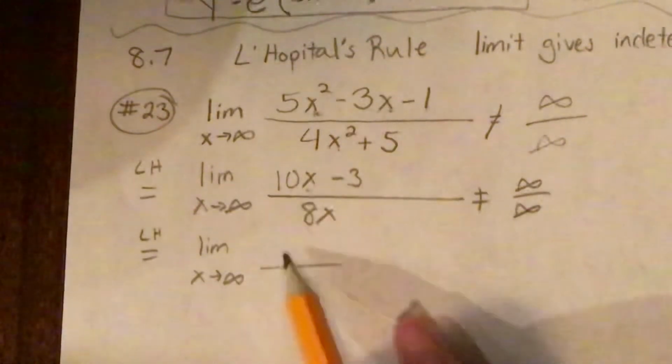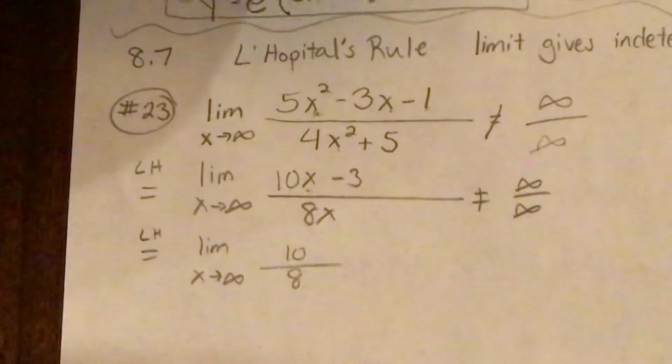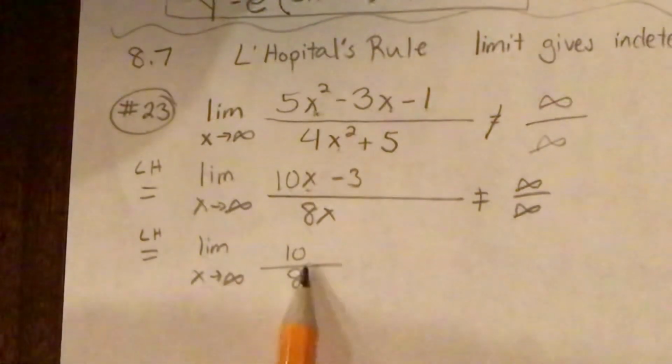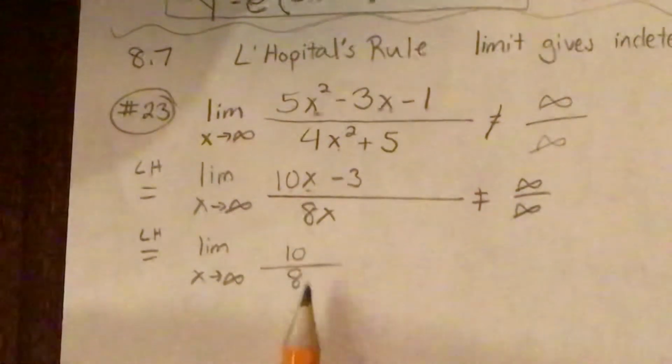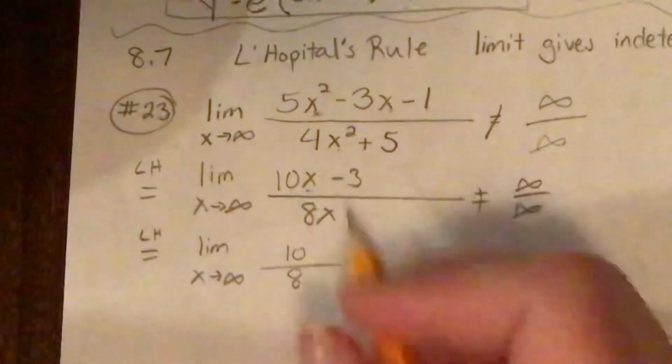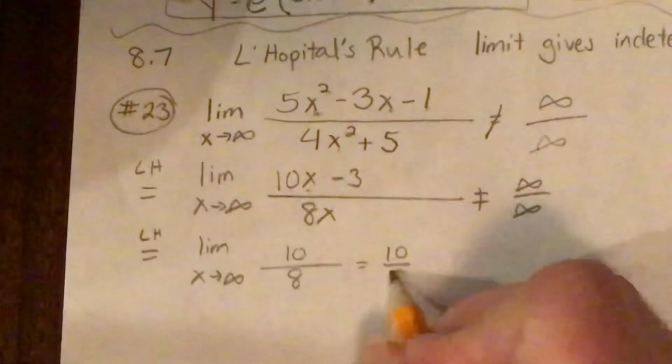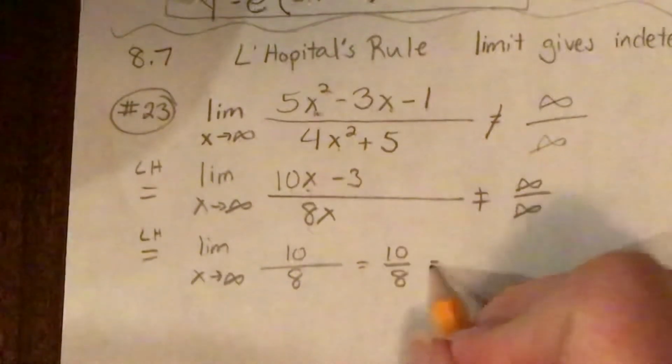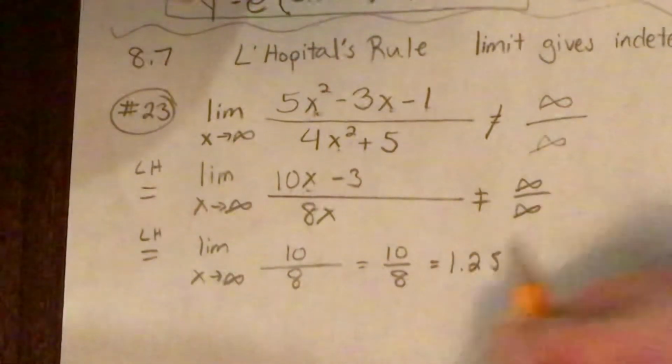Derivative of the top and the bottom gets us 10 and 8. And now anywhere you see an x, plug in infinity. Trick question. There's no x's anymore. So you can't plug in infinity. The limit of a constant is that constant. So this equals 10 over 8, which reduces to 1.25.